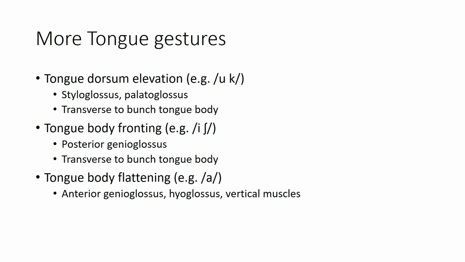As a contrasting gesture to these elevating type gestures, we have tongue body flattening for a low vowel like ah, for example, where we want to bring the body of the tongue down. So anterior genioglossus will pull on the anterior part of the tongue, hyoglossus muscle will pull on the base of the tongue toward the hyoid bone, and vertical muscles throughout the tongue will help flatten out the tongue body.